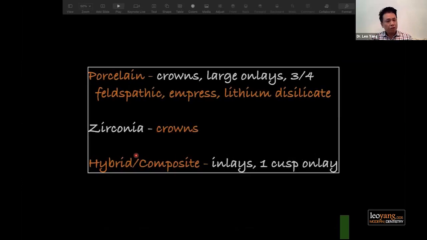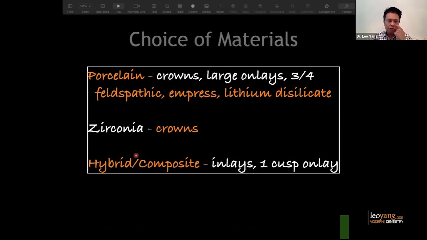Then, in regards to materials, there are really 3 categories of materials that we will be talking about today.